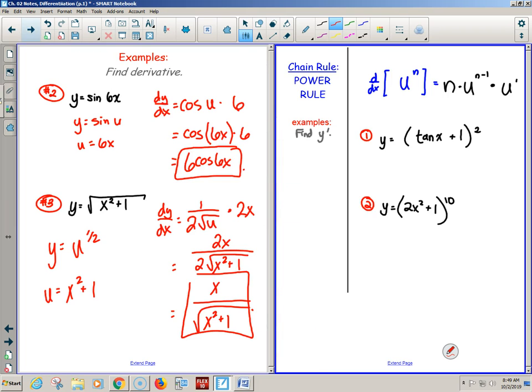The nice thing is, kiddos, if you ever see a u to the n, like this one, u to the 1/2, you can always think power rule. 1/2 u to the negative 1/2 times u prime. And that might even make it shorter. So what we're going to do is start looking at all of our derivative rules with u's and realizing, well, with a simple u, it's just u.